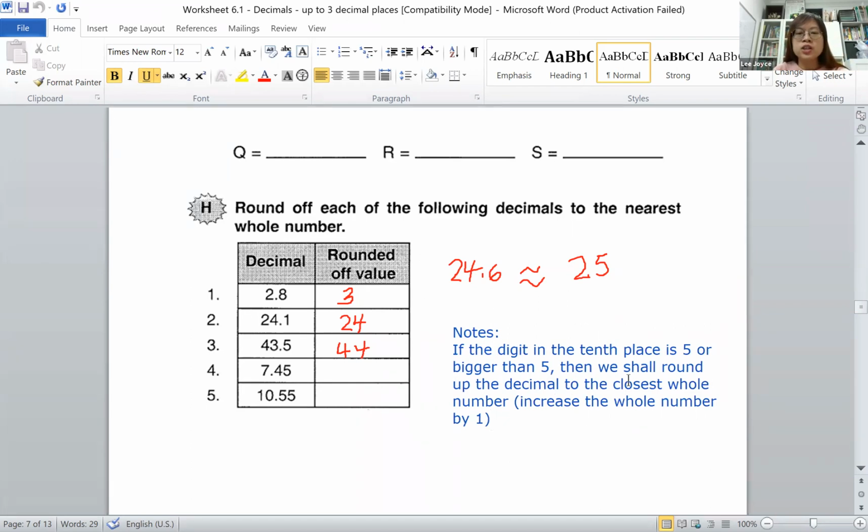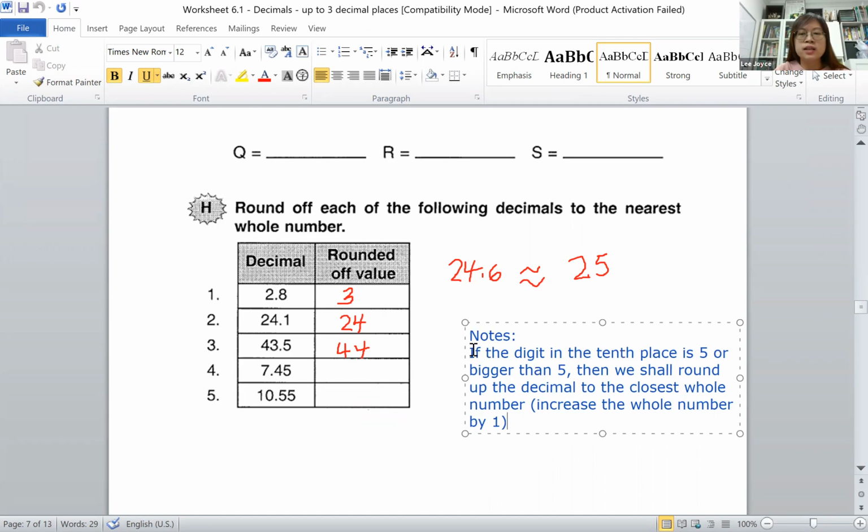Okay, so if the digit in the tenths place is 5 or bigger than 5, then we shall round off the decimal to the closest whole number by increasing the whole number by 1. All right, so on the other hand, if the digit in the tenths place, oh no, cannot copy. Never mind, I'll just type it out again.